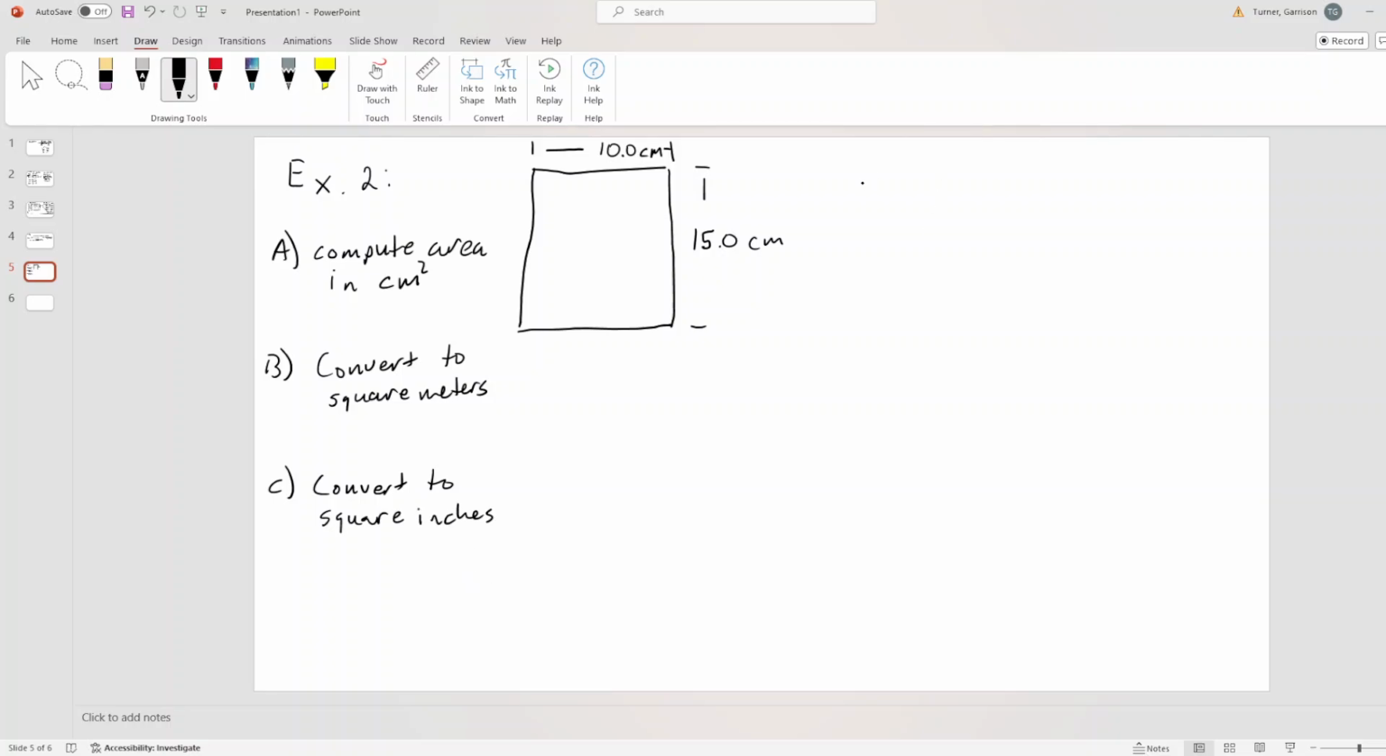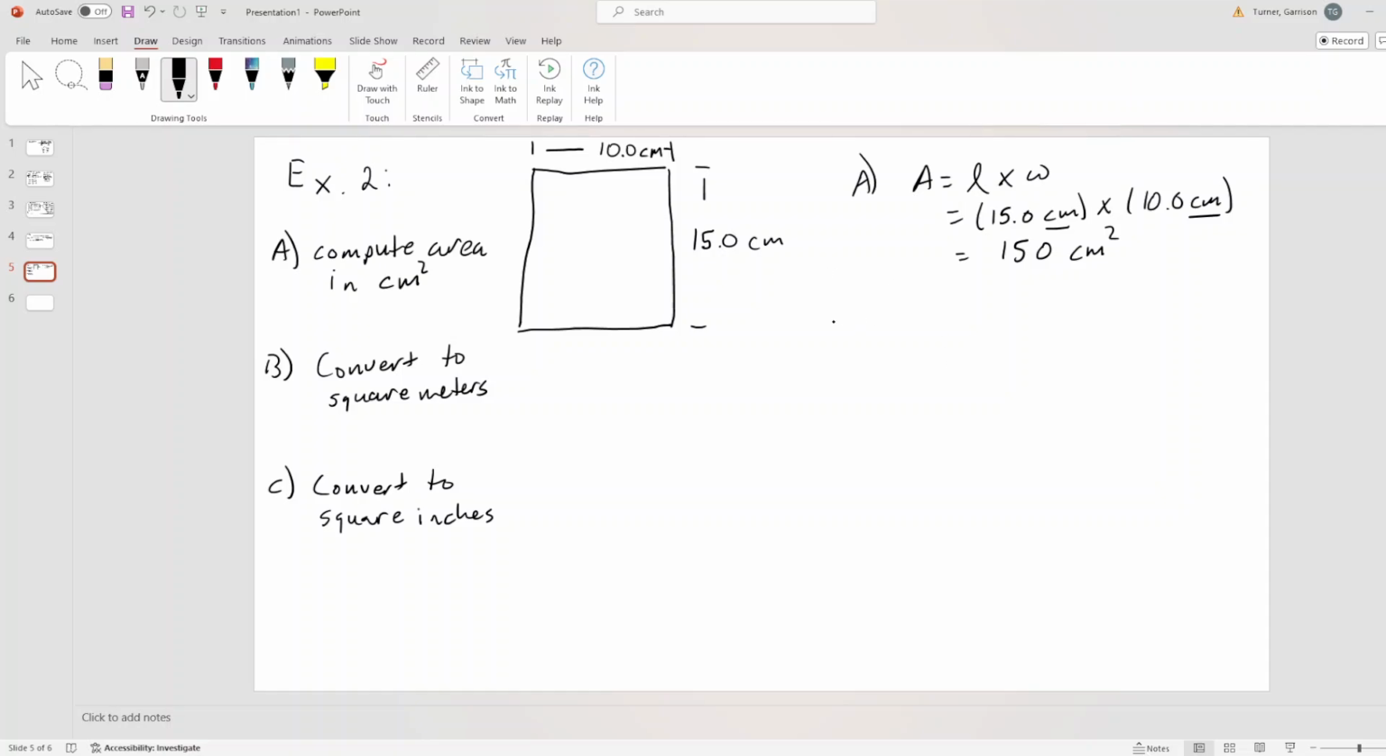Okay? So for A, area is just equal to length times width. And so this is just going to be equal to 15 centimeters times 10 centimeters. And so this is going to be 150 square centimeters. Okay, so notice your units are multiplied, right? Whatever you do to your numbers, you do the same thing to your units. If your mathematical operation is multiplication, then your units get multiplied. If it's division, they get divided.